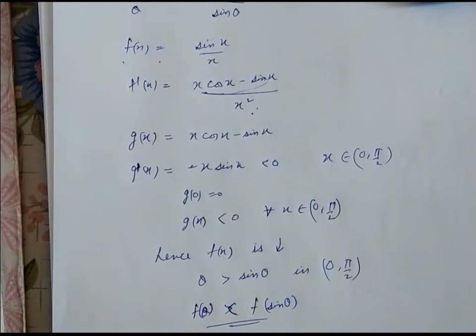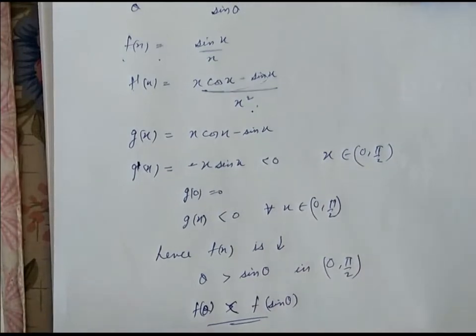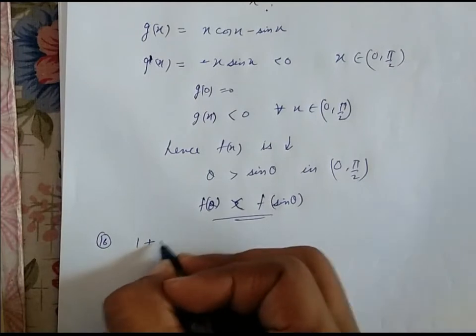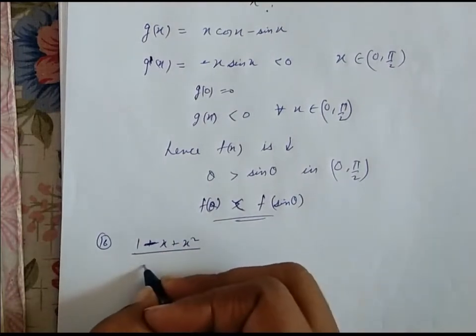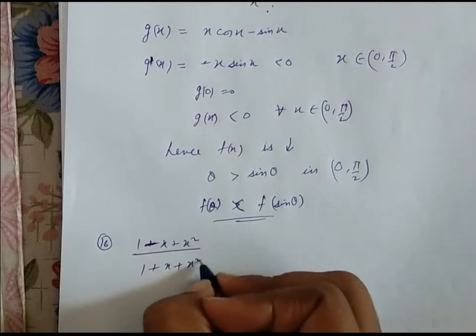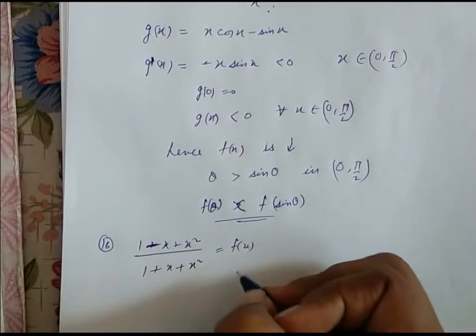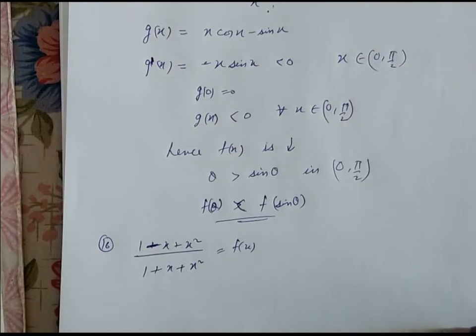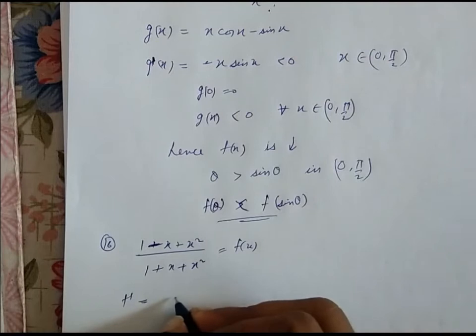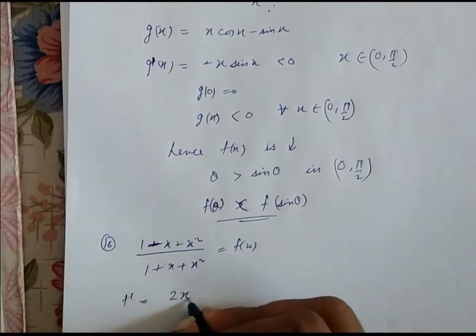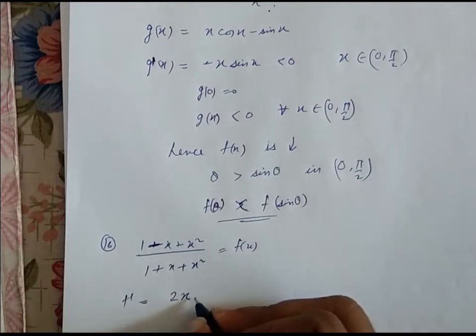Find the interval in which (1 minus x plus x square) upon (1 plus x square) is strictly increasing or decreasing. So first calculate f dash. f dash is equal to 2x minus 1.